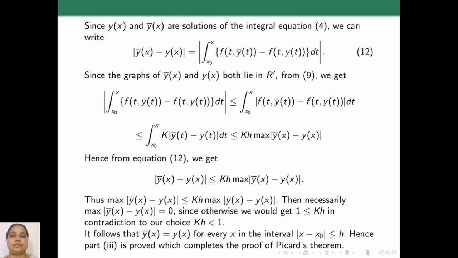Then necessarily the maximum of |ȳ(x) − y(x)| equals 0, since otherwise we would get 1 less than or equal to kh, in contradiction to our choice of taking kh less than 1. It follows that ȳ(x) = y(x) for every x in the interval |x − x0| ≤ h. Hence, part 3 is proved, which completes the proof of Picard's theorem.